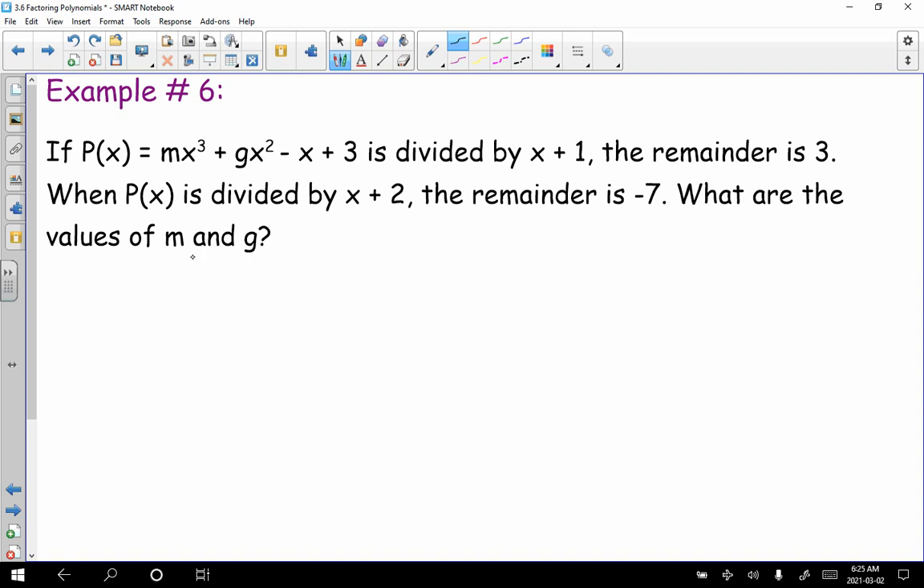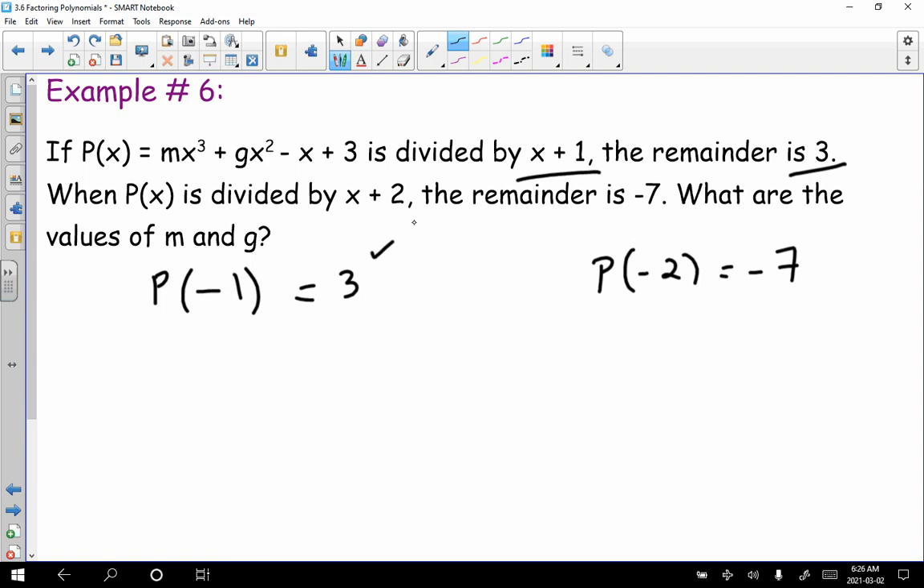Okay, so it's kind of like the remainder theorem, right? So when you divide p of x by x plus 1, which is when you do p of -1, the remainder is 3. That's what it means, right? If it's divided by that, the remainder is that. That means when you do p of -1, you get 3. When you divide p of x by x plus 2, the remainder is negative 7, which means p of minus 2 is negative 7. So those are two things that are given to us in the question.